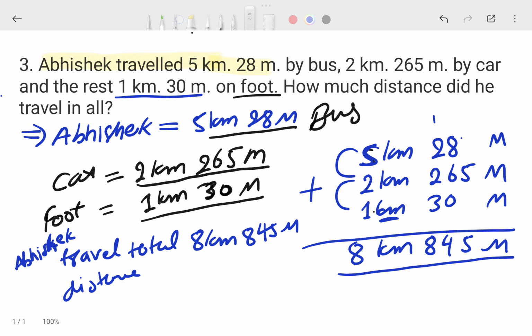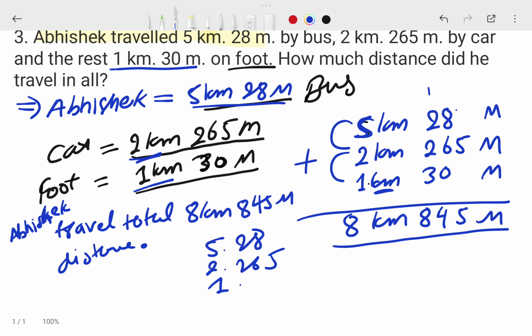Now, is it clear or not? Here we are adding. So how can we add? This is what it looks like: 5.28, 2.265, and 1.30. Simple, it is like that.